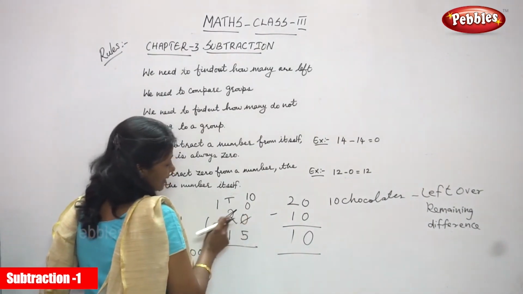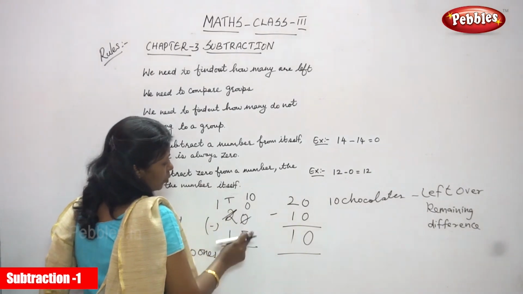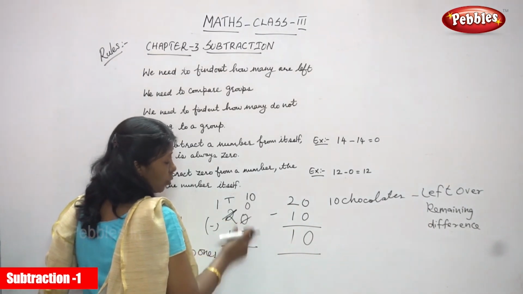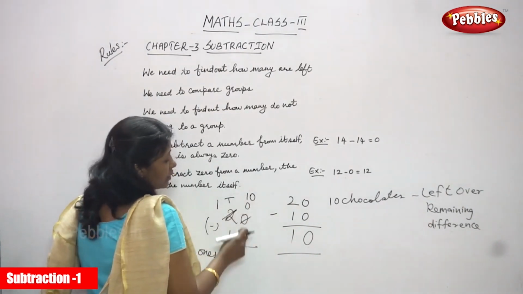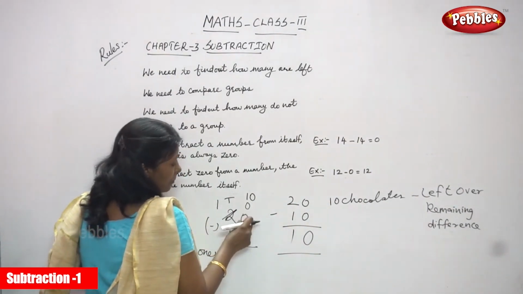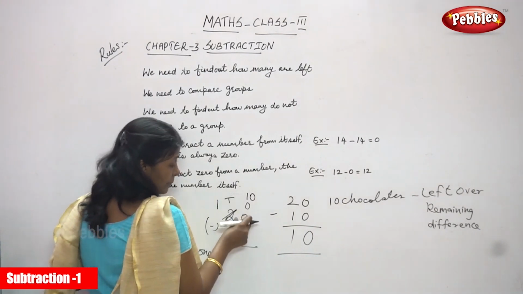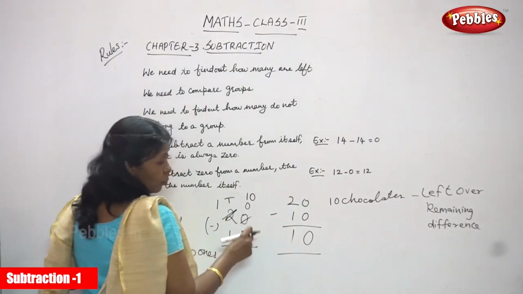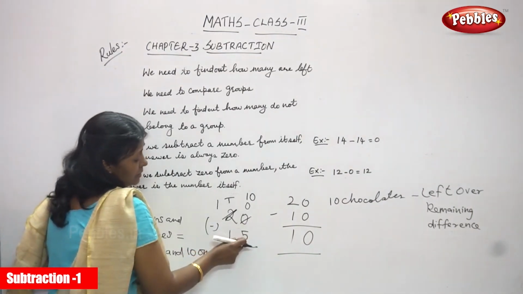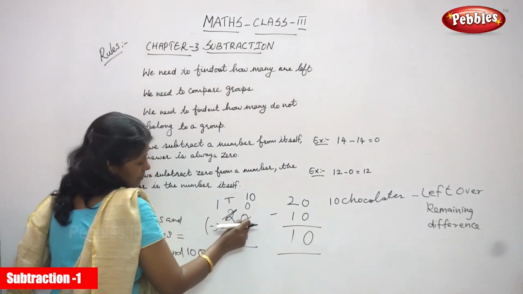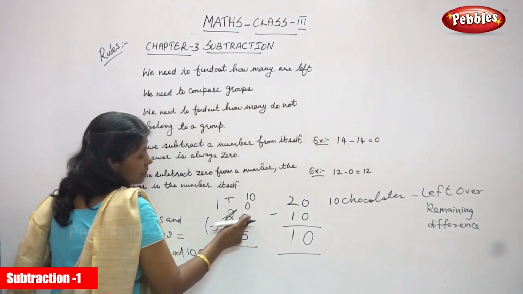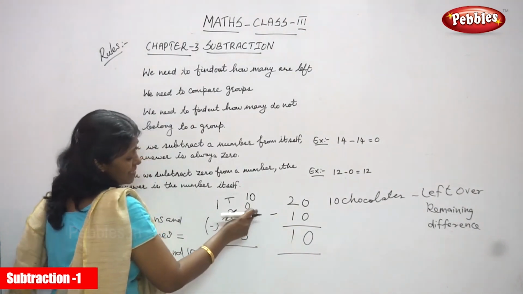See, this is ones and this is tens. What are the numbers in ones? 0 and 5. Here tens, 2 and 1. So first I have to concentrate only on the ones. Is it possible to subtract 5 from 0? No, because the number being subtracted must be smaller than the number it is taken from. This is the second number, this is the first number. So in the ones place, the numbers are 0 and 5. The top number, the first number, must always be greater.